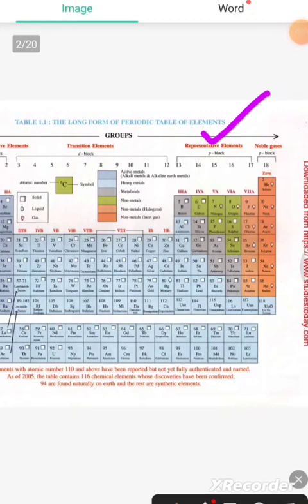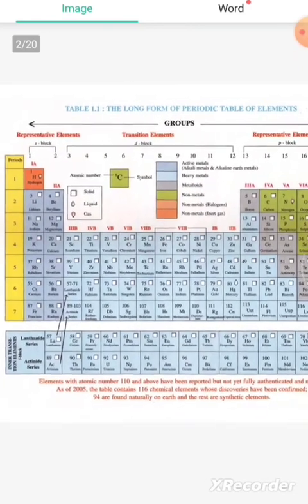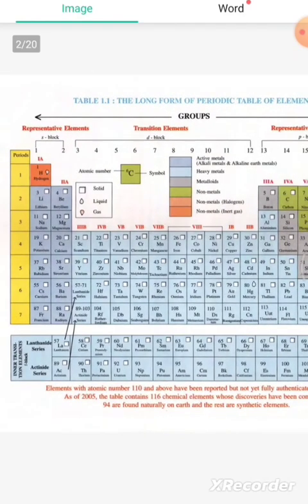13 to 17 means which one? 3A, 4A, 5A, 6A and 7A. They are called your representative elements. And which one is called your representative elements? Just now I said that is 3A to 7A and also your group 1A and 2A.